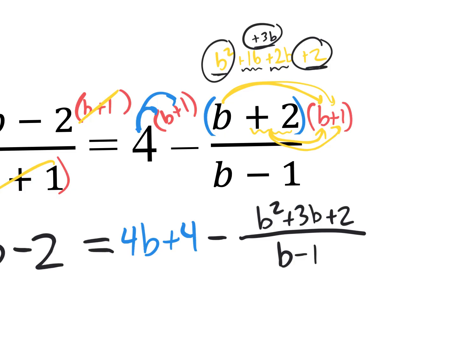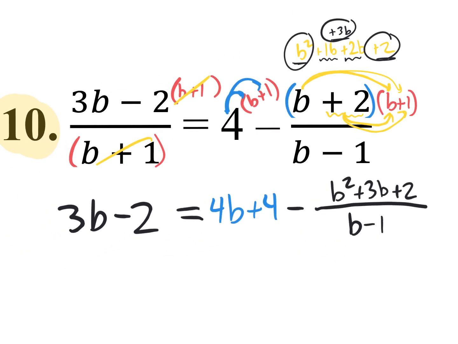So now what? Yeah, we're going to get rid of the other fraction, the b minus 1. We got to multiply everything by b minus 1. But you got to think about it. If I were to multiply by b minus 1, yeah, that's easy.